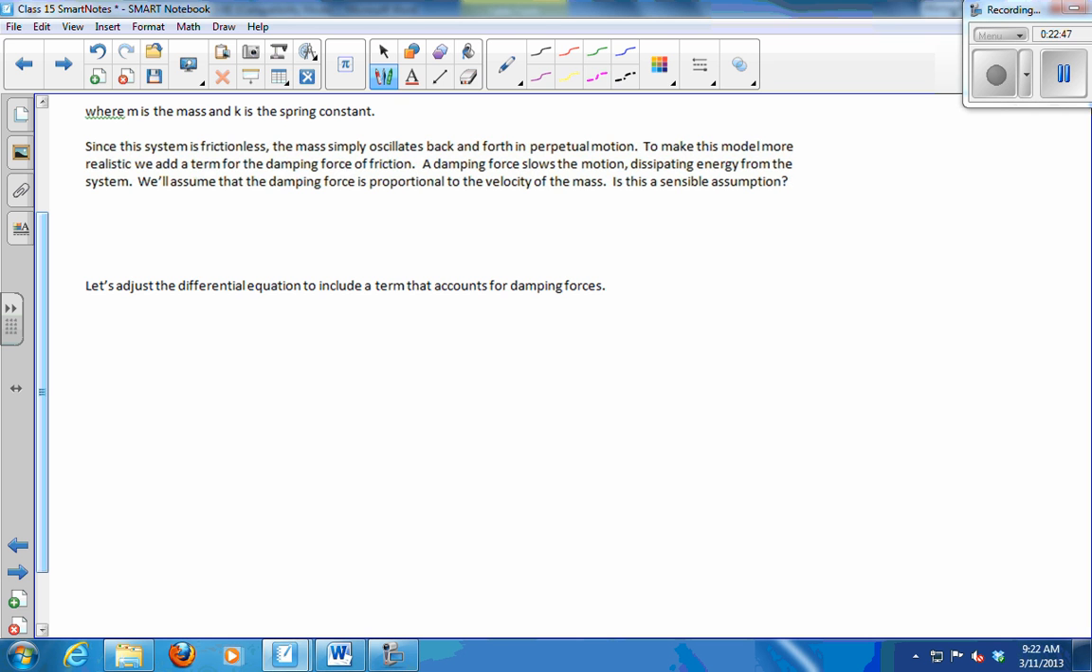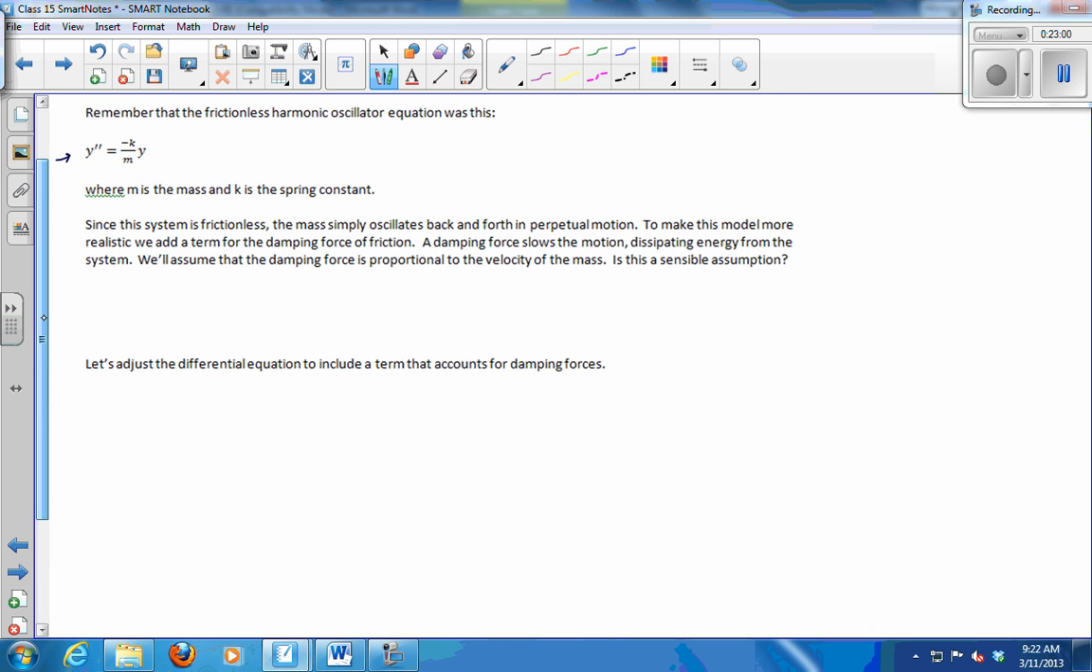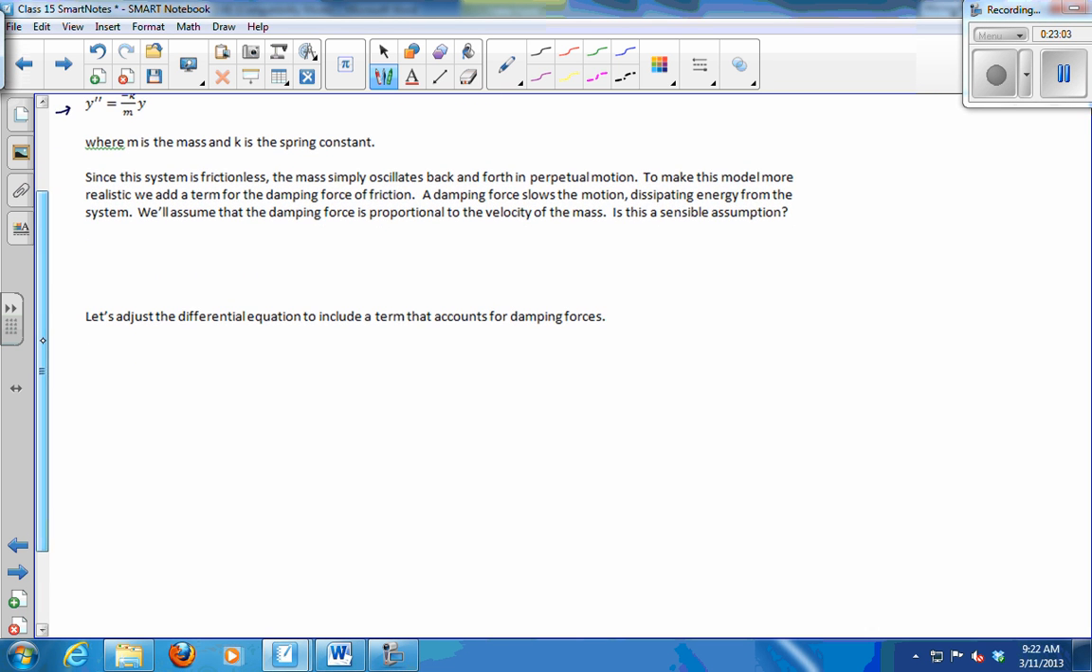So if the damping force is proportional to velocity, then the term would need a new constant that's not K or M. Let's do B. So B times the velocity, and the velocity of the mass is y prime, the derivative of displacement. And it should be negative because it's slowing things down. It's working against the force of the spring.